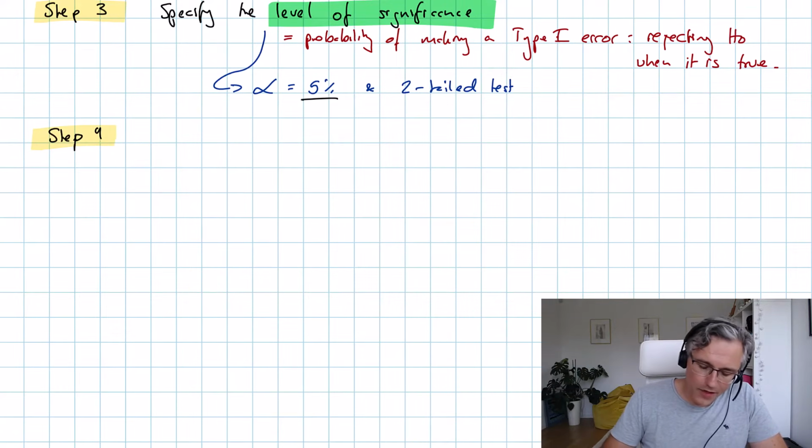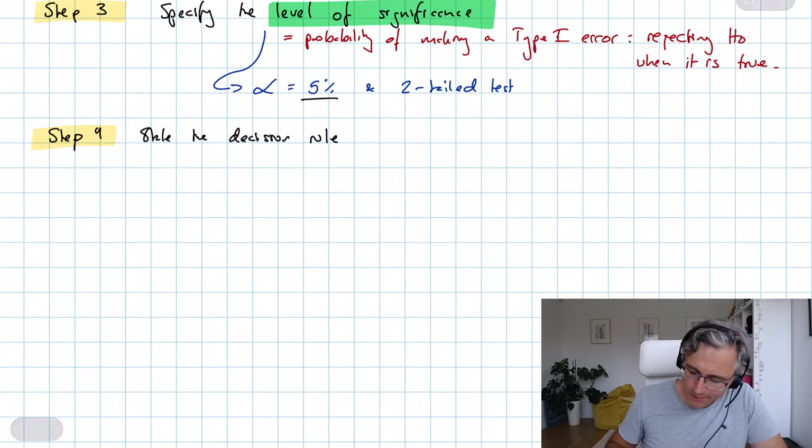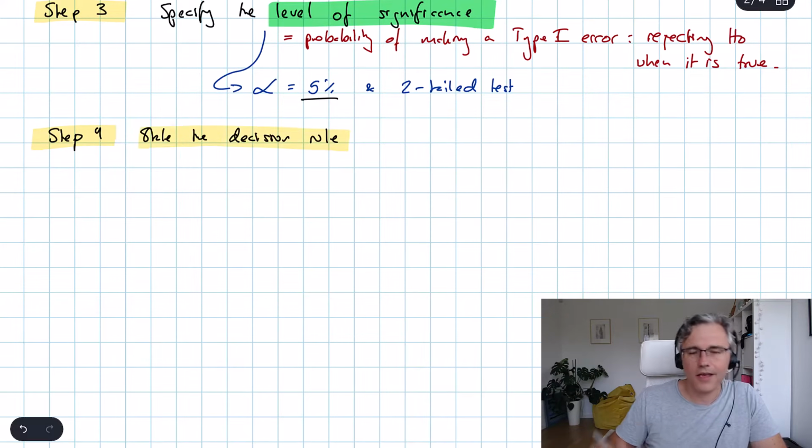Right, now, step number 4, state the decision rule. Now, I'm walking you through a very formalized process.